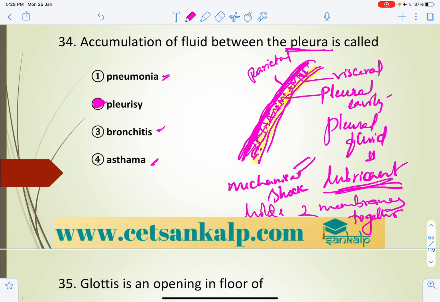Asthma is inflammation of the bronchi and trachea due to infection. And bronchitis also involves spasm because of the inflammation. And pneumonia is mainly caused by Streptococcus pneumoniae, which causes the infection.